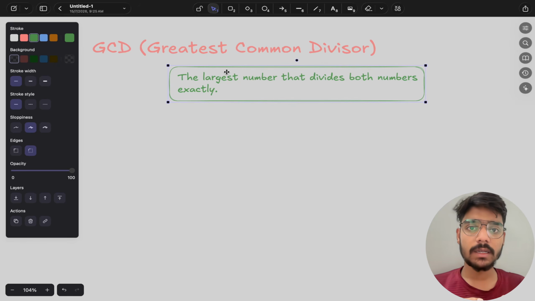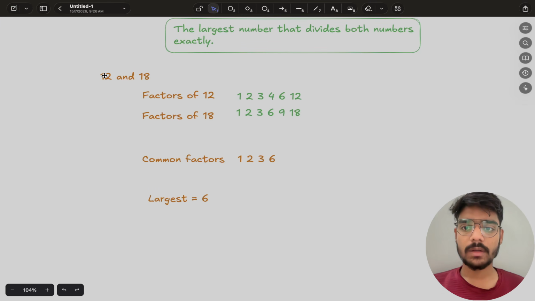Now let me show an example. Here we have 12 and 18. We will write the factors of 12 up to 12, and the factors of 18 up to 18, and find the greatest integer that is common in both. We can say 6 is the greatest integer common in both. So these are the common factors, this is the greatest integer, the largest one, so that is the answer.